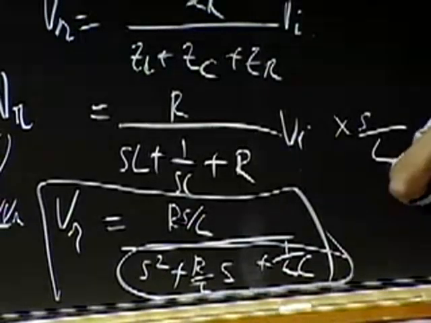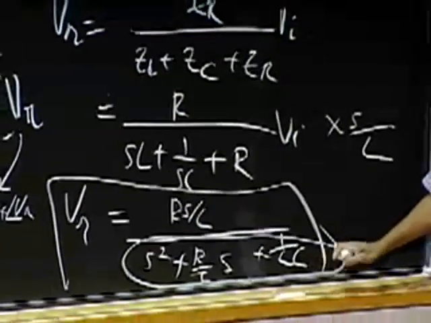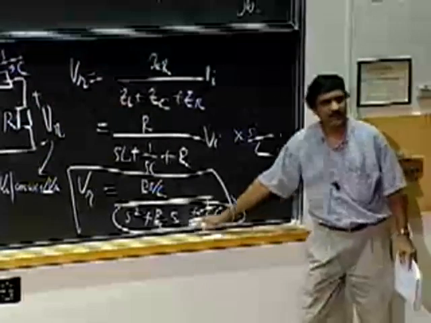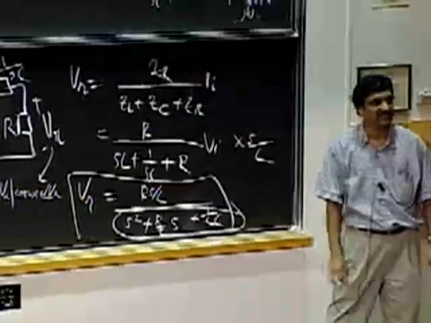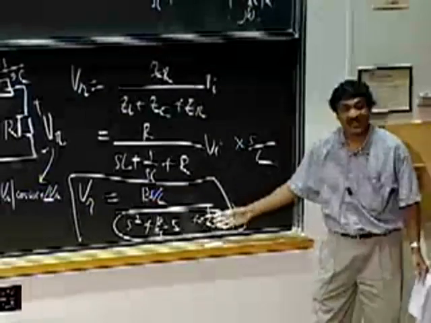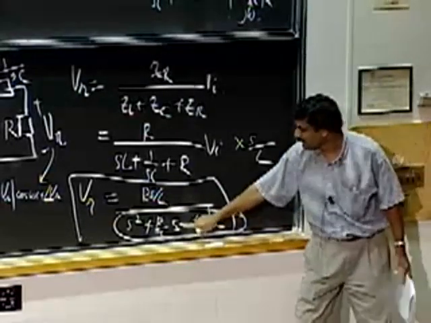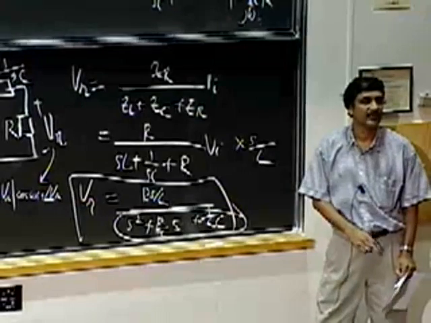Did somebody hear an echo in there? Okay. So notice that just by doing a simple voltage divider thingamajig, I got this expression, and now I can write down the frequency response by replacing S equal to j omega.